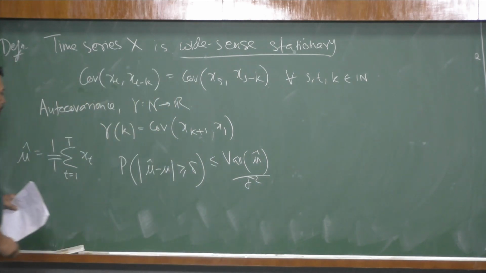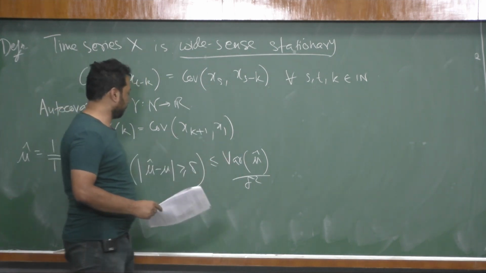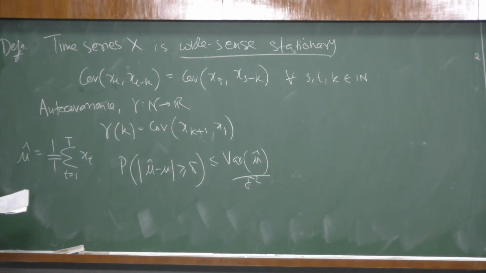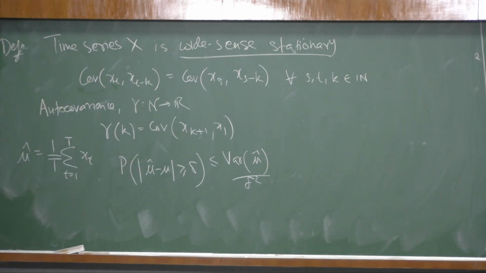Okay, so this is the Chebyshev inequality, and when the xi's are IID, then the variance goes to 0 as T tends to infinity, and then we do get that mu hat gets pretty close to mu, or it becomes even an unbiased estimator of the true mean.